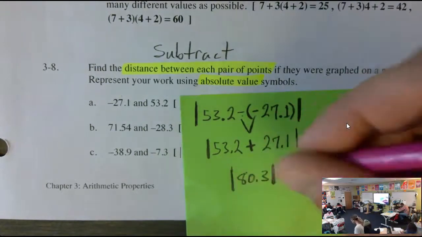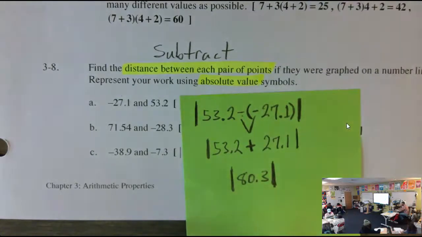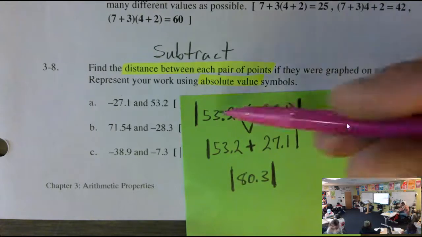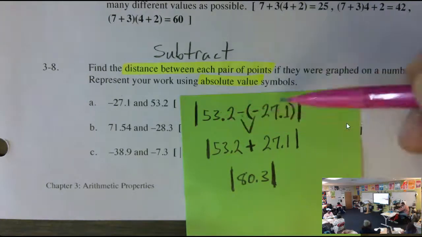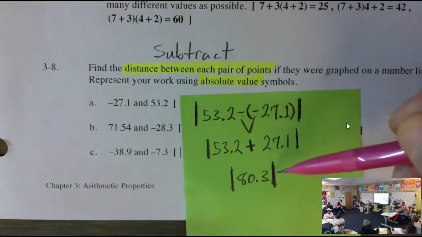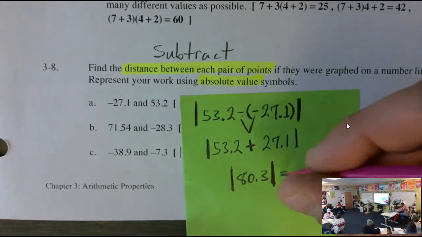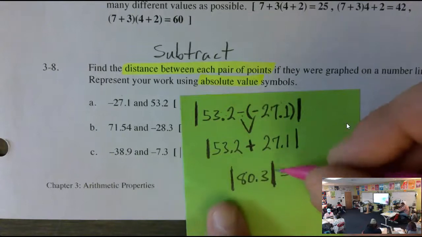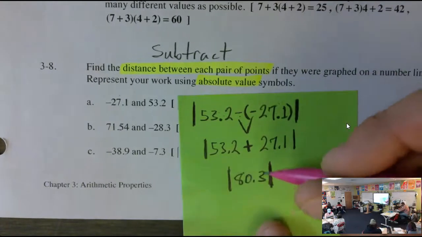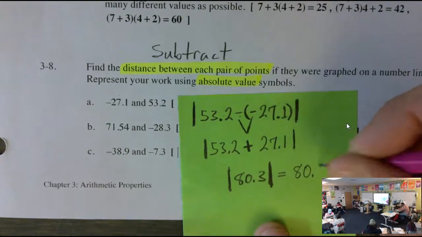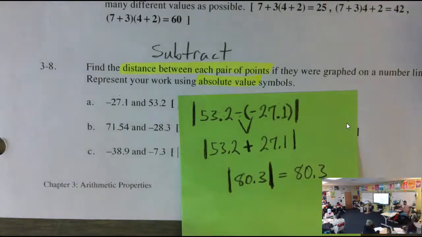And now here, my absolute value bars aren't even necessary, but if I had done the subtraction the other way around, I'd have negative 80.3 right now. But distance cannot be negative, so we take away the absolute value bars and make the inside of this positive. Well, it already is, so it just stays positive.